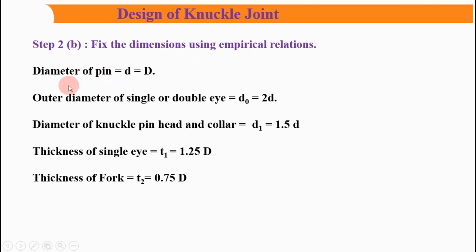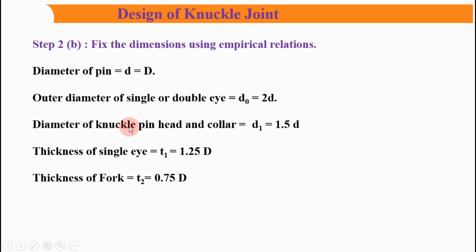Now what are these dimensions? Please see, diameter of pin is equal to d, and that is equal to capital D. So diameter of pin stands for small d, and this is diameter for rod, capital D. So guys, diameter of pin and diameter of rod, we need to use small d is equal to capital D, that we have seen in the previous slide. Okay, now outer diameter of single or double eye, that is DO, should be 2 into D. Okay, how can we calculate this DO? Value of DO we can calculate by using this empirical relation, that is twice the diameter of pin.